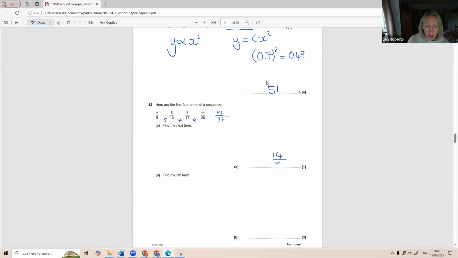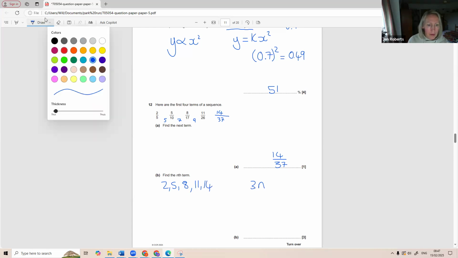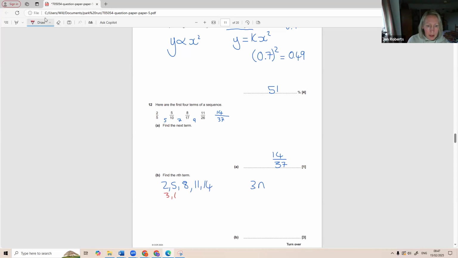Find the nth term. So I'm going to do an nth term for the linear sequence at the top, then an nth term for the quadratic sequence. So my linear sequence is like this, isn't it? So that's going up in 3s. So 3n, like the 3 times table. I put my 3 times table underneath. 3n take away 1. So that's a numerator sorted.